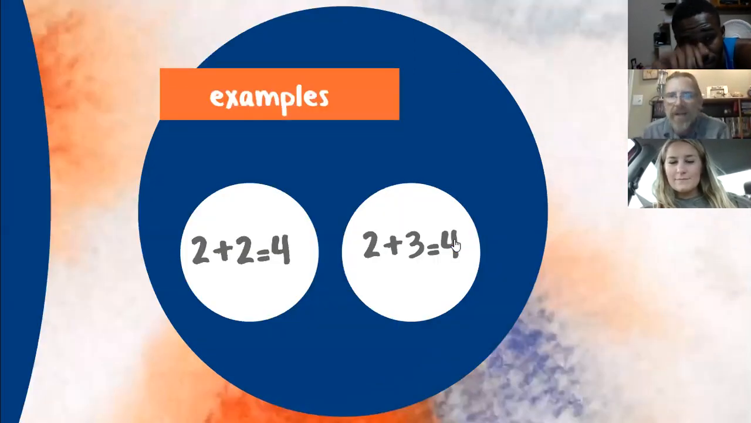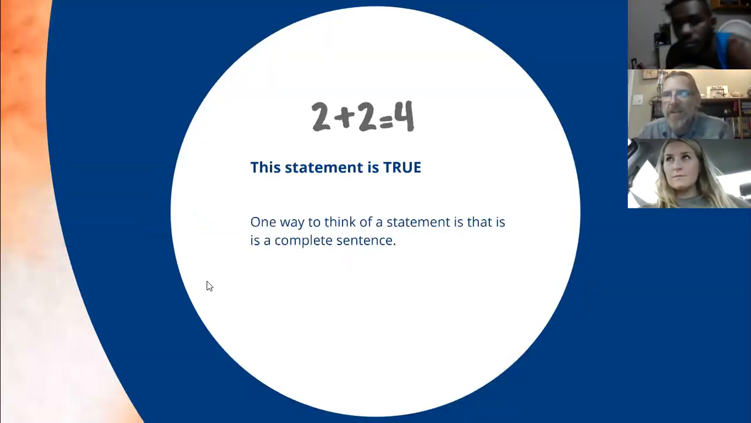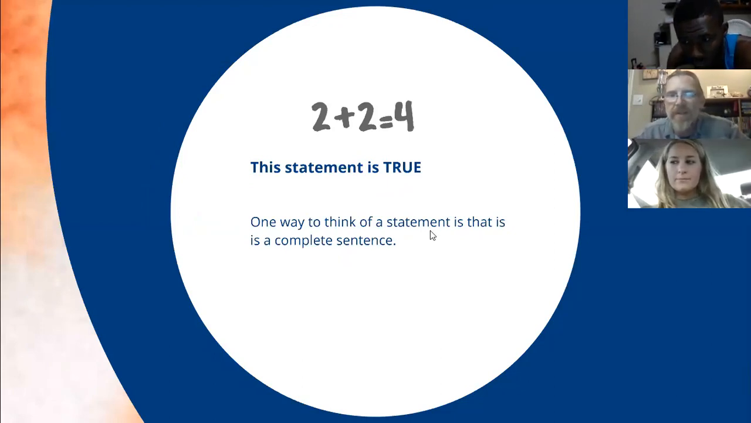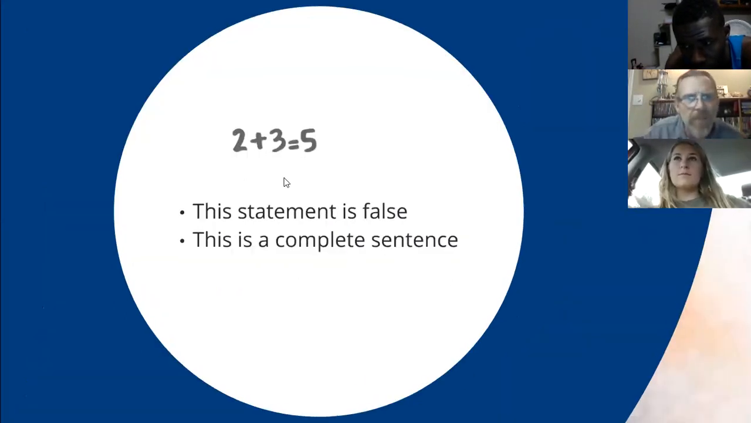Here are two mathematical statements. Yes, it's numbers and symbols, but it's still a statement. If we were going to say this out, it'd be 2 plus 2 equals 4. This statement is true. One way to think of a statement is as a complete sentence. If it has an equal sign in there, it's a complete sentence. 2 plus 2 equals 4, complete sentence. Another example is 2 plus 3 equals 5. That's actually a true statement too, and I don't know why it says false on the slide, but it's a complete statement. I think I was going for something else and messed up on the slide, but that's all right. We're going to drive on with that.